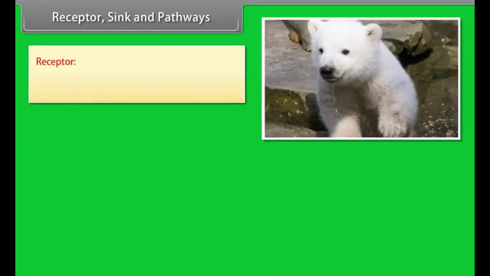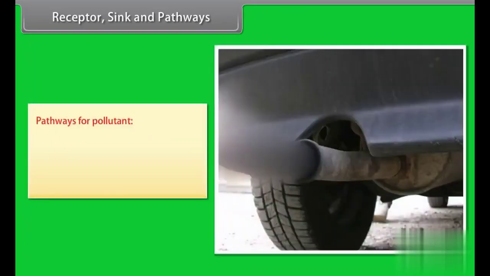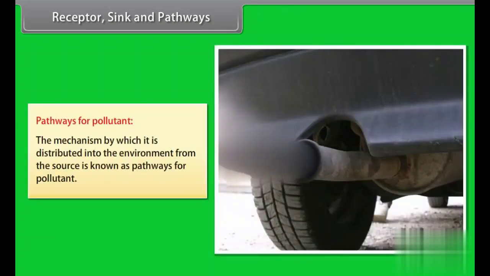Receptor, sink and pathways. Receptor, the medium which is affected by a pollutant. For example, living bodies, human bodies, etc. Sink, the medium which retains or destroys a pollutant is known as sink. For example, oceans are the sink for atmospheric carbon dioxide. Pathways for pollutant. The mechanism by which it is distributed into the environment from the source is known as pathways for pollutant. For example, emission of gases from automobiles.